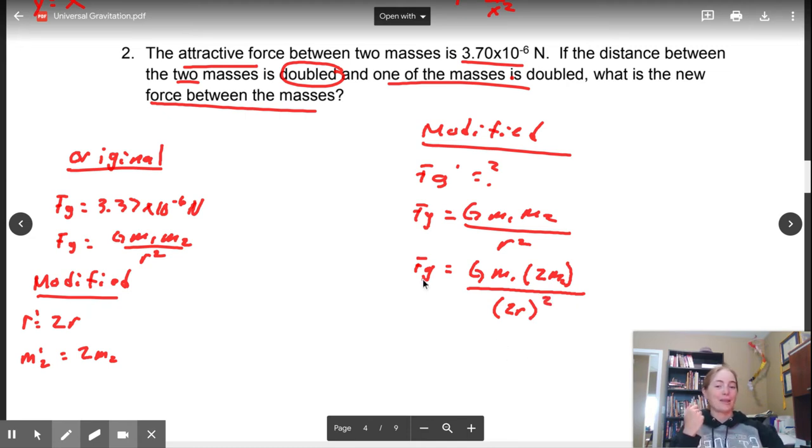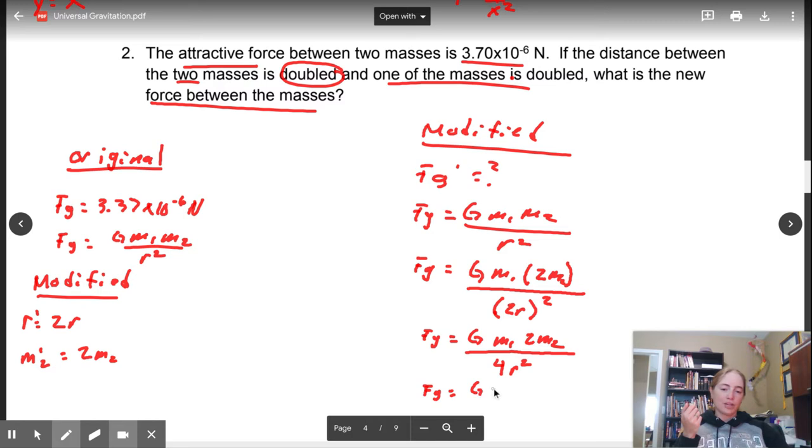Okay. Well, I need to do a bit of solving here. I need to square this. Now remember, when I have a square on the outside of the brackets, I have to square this and this. So I am left with G m1 2m2 divided by 4r squared. Okay, so as I'm squaring both of these, I'm squaring the 2 and I'm squaring the r. Well, I'm now going to factor out the 2 and the 4.